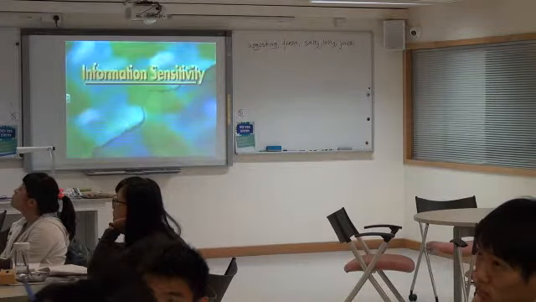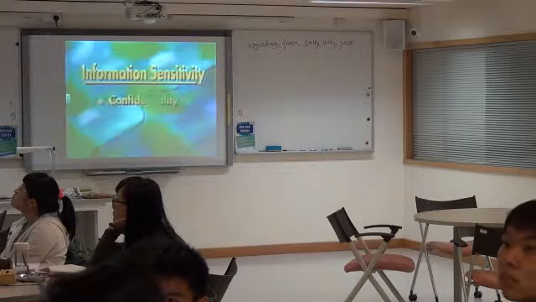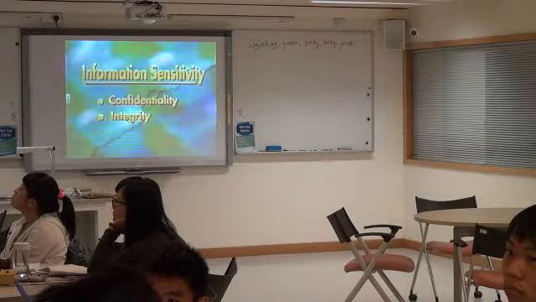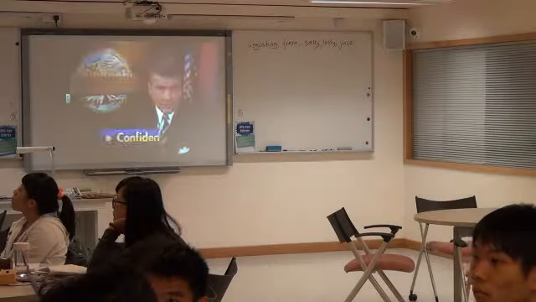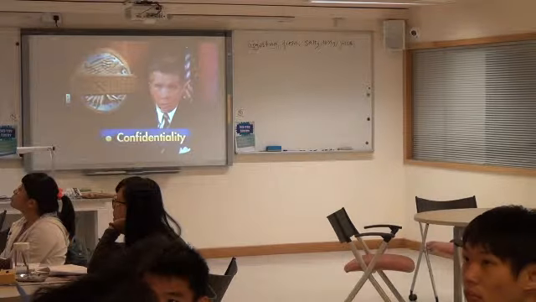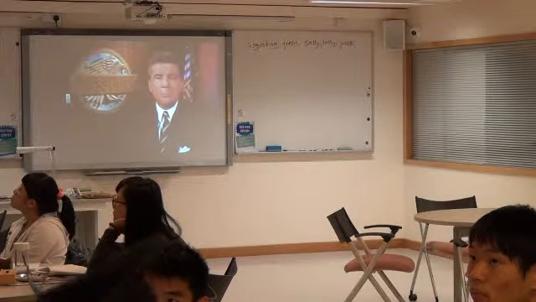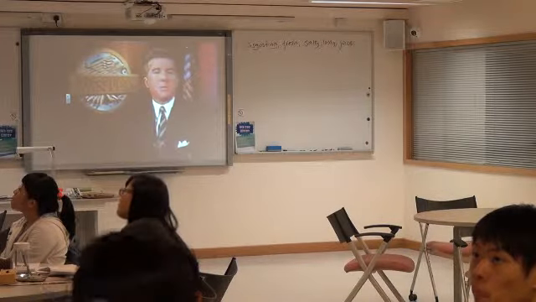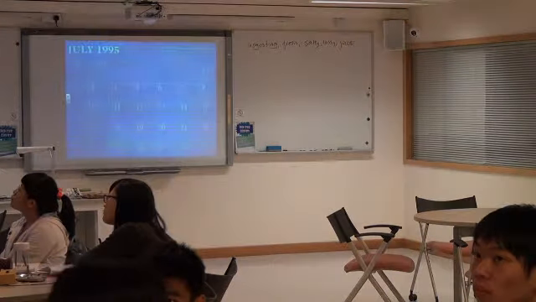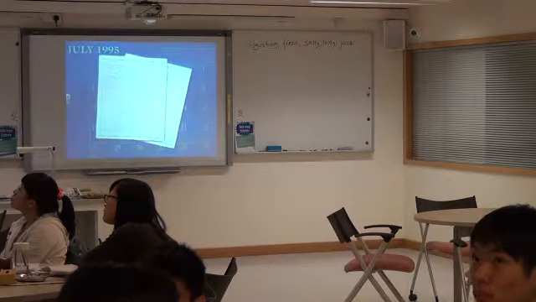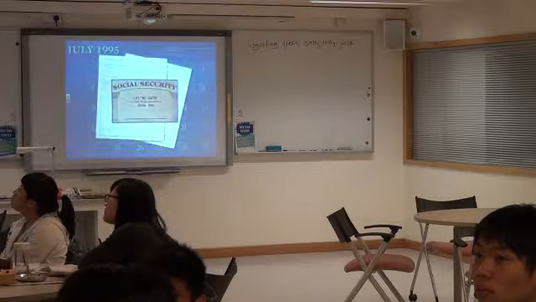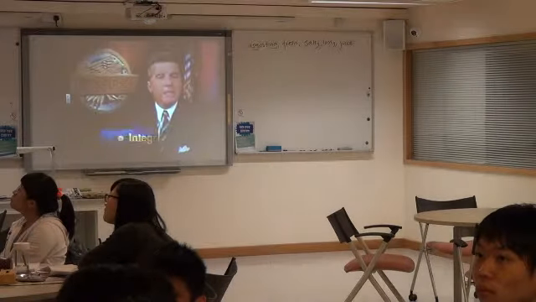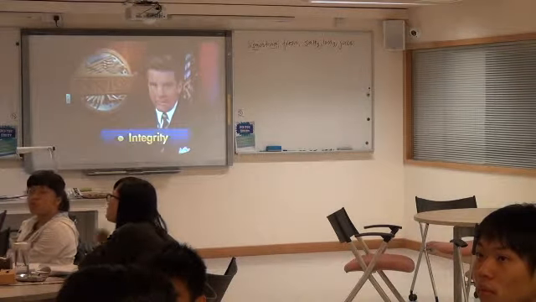Information sensitivity can be broken down into 3 categories: confidentiality, integrity, and availability. Confidentiality means that the information in your computer system needs to be protected from unauthorized disclosure. For example, time-sensitive information like pretrial data, procurement information, and information covered by the Privacy Act, someone's social security number, as we discussed earlier.